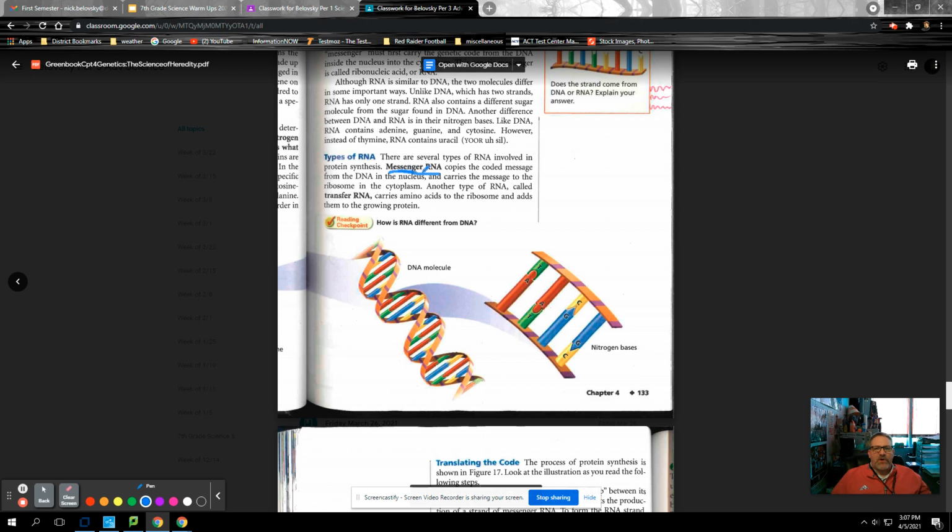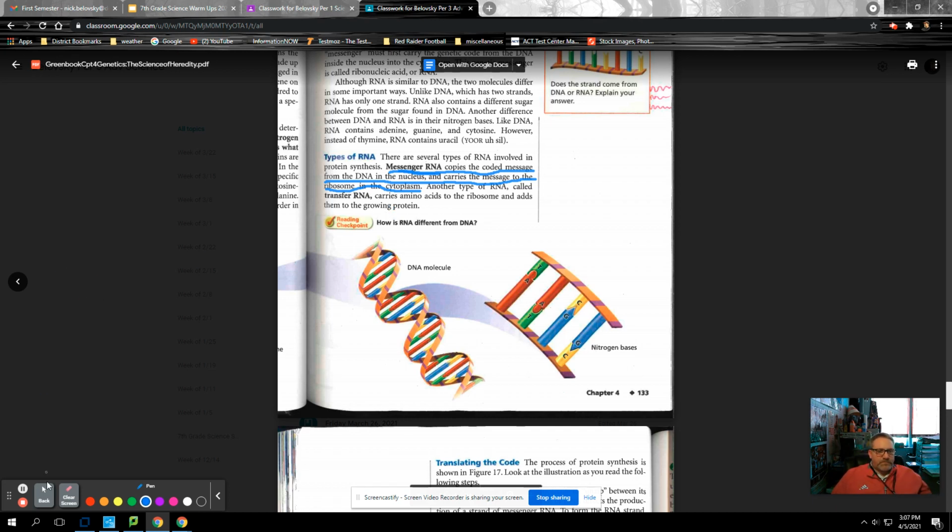Let's do messenger RNA first. Messenger RNA copies the coded message from the DNA in the nucleus and carries the message to the ribosome in the cytoplasm. Hit pause and I'll come back and talk about it more.